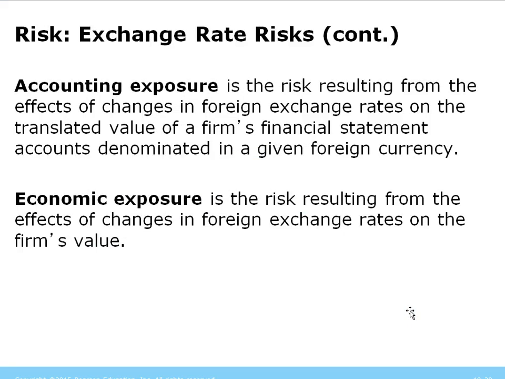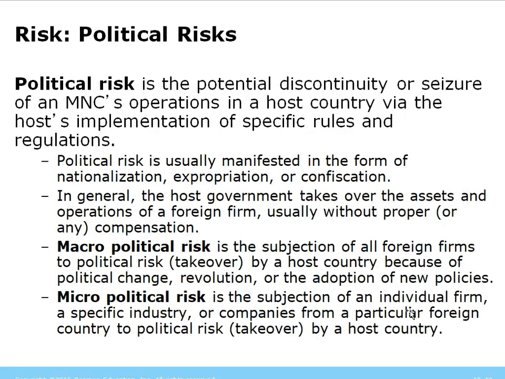So accounting exposure is a risk resulting from the effects of changes in foreign currency rates on the translated value of the firm's financial assets and accounts denominated in any foreign currency, of course. Economic exposure is a risk resulting from having money in foreign currencies and exchanging that back to the firm's domestic value.